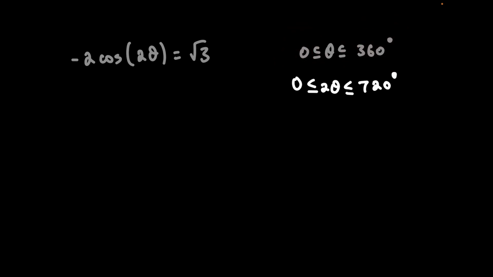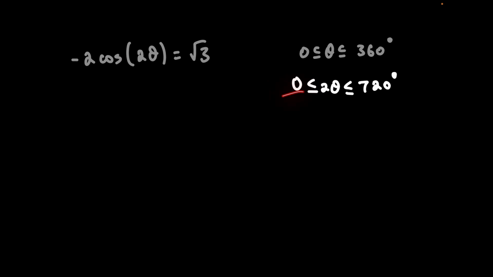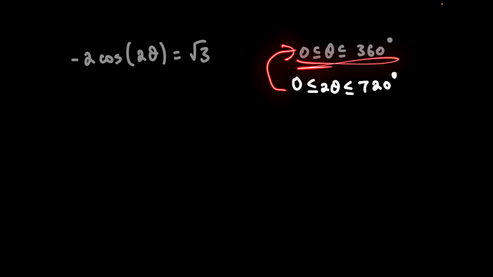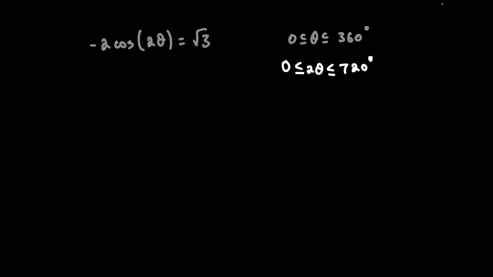So we need to solve this equation for 2 theta first. And in the process of solving for 2 theta, the domain will be between 0 and 720. This way, when we work out our solutions for theta, it'll still be within the domain of 0 to 360. So let's first isolate the cosine of 2 theta. Cosine 2 theta is simply equal to minus root 3 over 2, just by dividing both sides by negative 2.